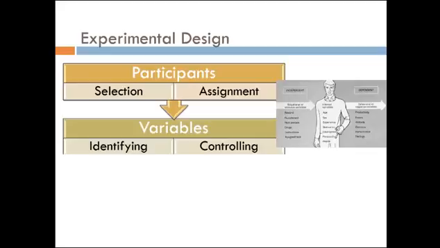I'm talking about experimental design. And so what we have to do when we're designing our experiments is decide what are going to be our variables for this experiment. That's the identifying part. So what factors do we think are going to be important? We have to identify those, and then we have to figure out a way to control them.